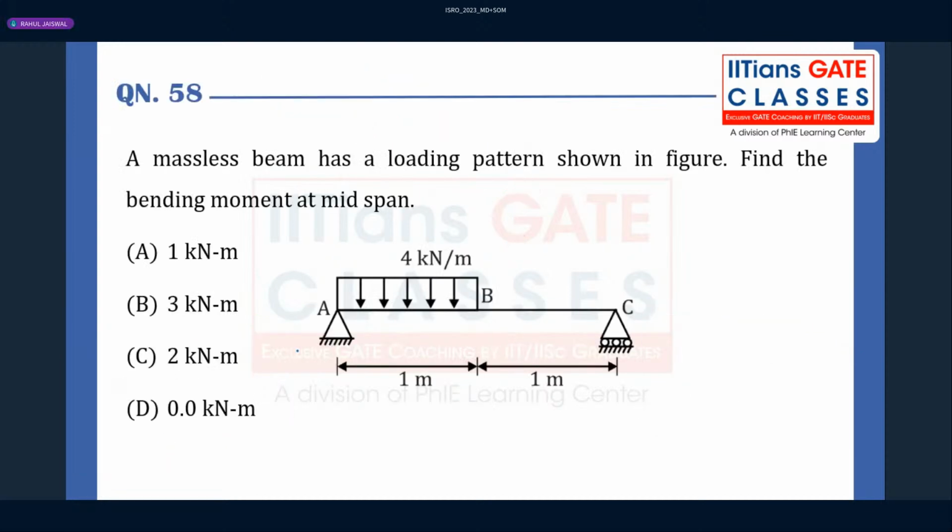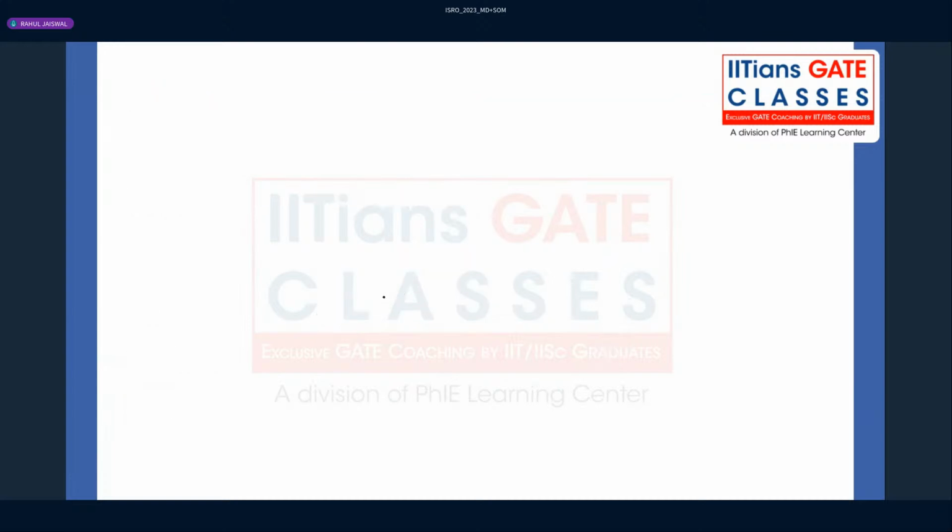Now moving on to the next question. Question number 58. Again, a massless beam. Massless beam means we need not consider the weight of the beam. It has a loading pattern shown in the figure. Find the bending moment at the mid span, that means the bending moment at point B. So I'm drawing it once again on our next page, and we will also try to draw the bending moment diagram.